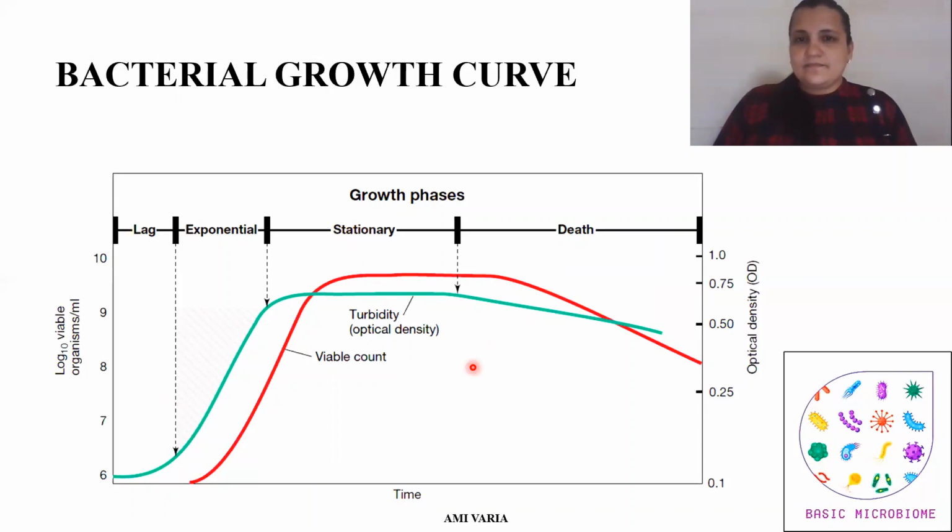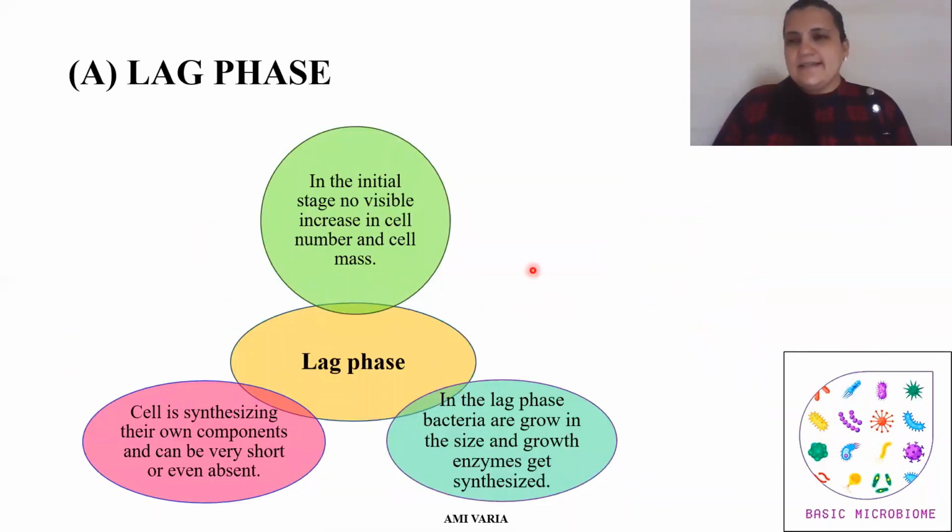Now first is lag phase. Lag phase is also known as initial phase of growth. In this phase, the bacteria are allowed to grow in the fresh medium once they are inoculated. They are allowed to grow for maximum period of time. Here in this phase, there is no visible increase in the cell number. Only the cell mass increases in this phase.